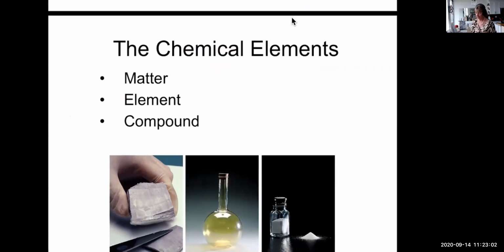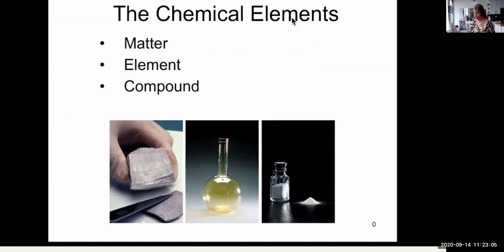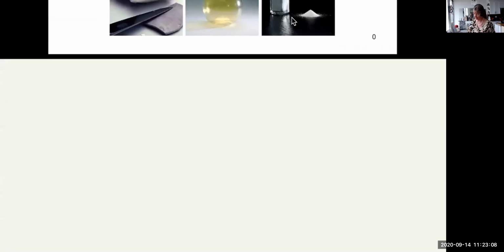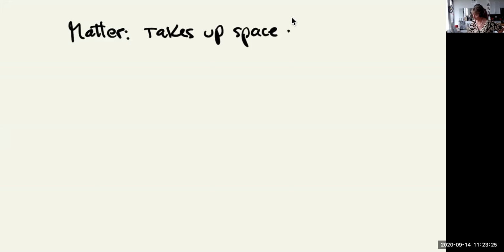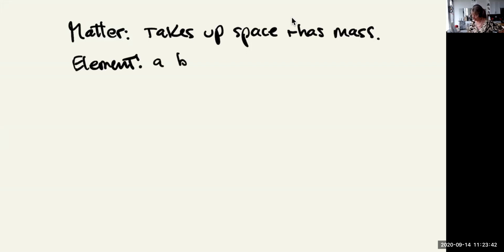So matter, elements, and compounds. What are they? What are the definitions? Matter is anything that consists of space and has mass. That's what we consider matter. So air is matter, rocks are matter. An element is a substance that can't be broken down by chemical means.